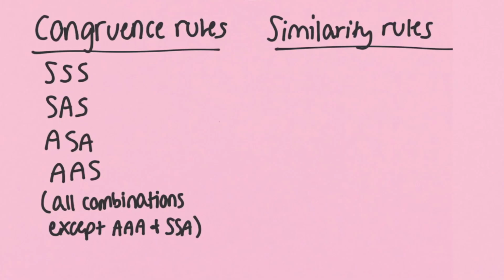We're going to look at how to figure out if two triangles are similar. So just as a review, here are the congruence rules. For similarity, all of those hold true, and angle also works.